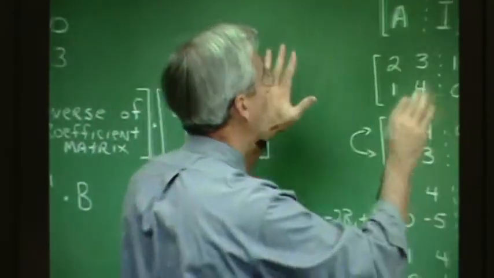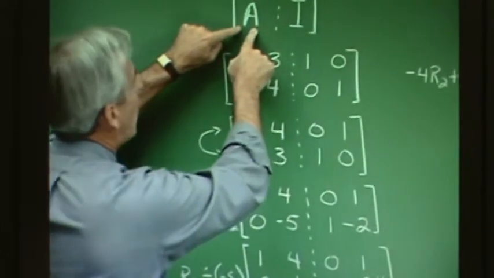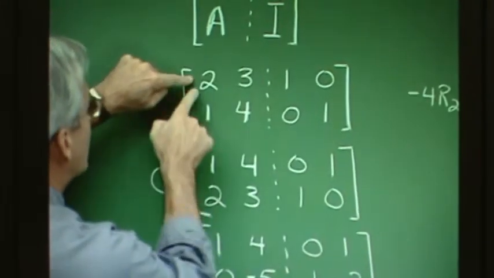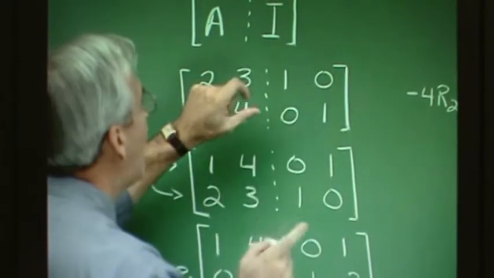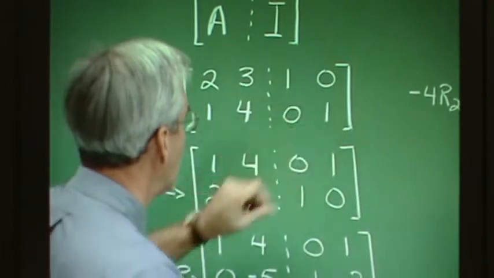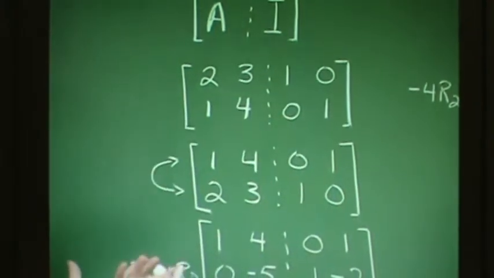All right, we start with the entries for the A matrix, that coefficient matrix, and that was 2, 1, 3, 4. And then the items in the multiplicative identity matrix are 1, 0, 0, 1. All right, now we go through that manipulative process.